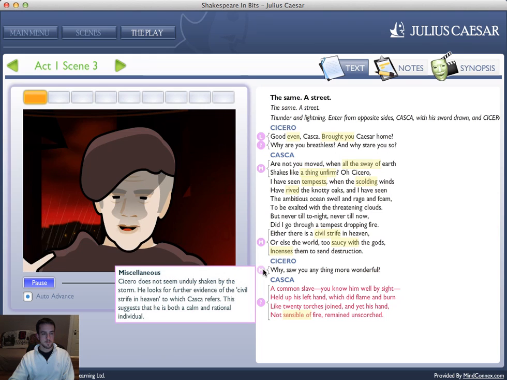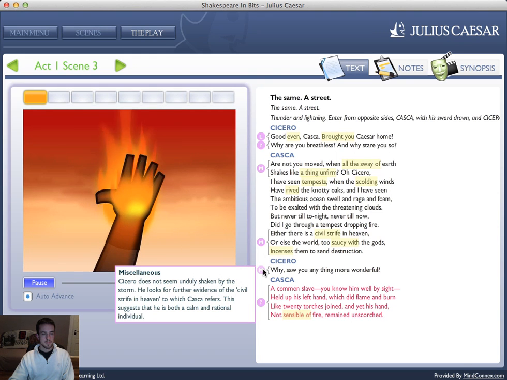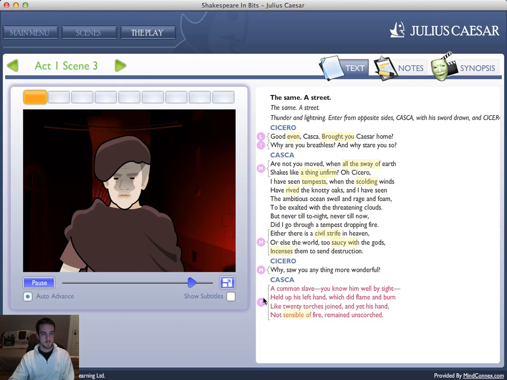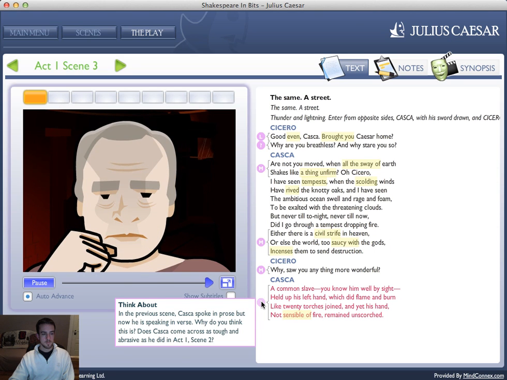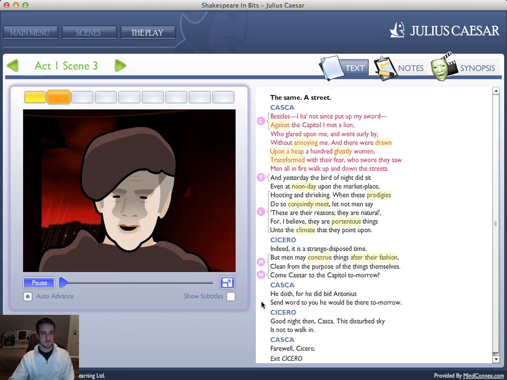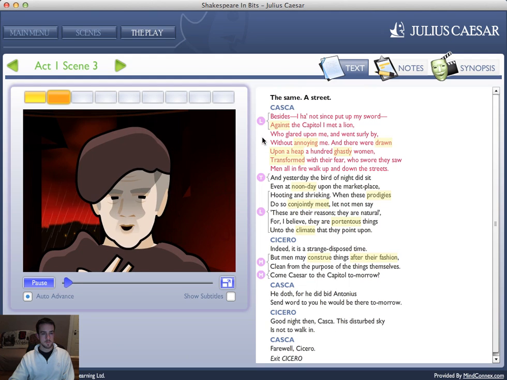A common slave, you know him well by sight, held up his left hand, which did flame and burn like twenty torches joined. And yet his hand, not sensible of fire, remained unscorched. Besides, I had not since put up my sword against the Capitol.